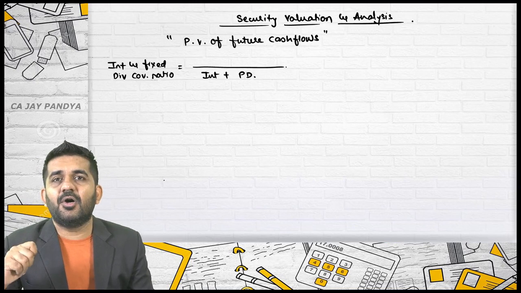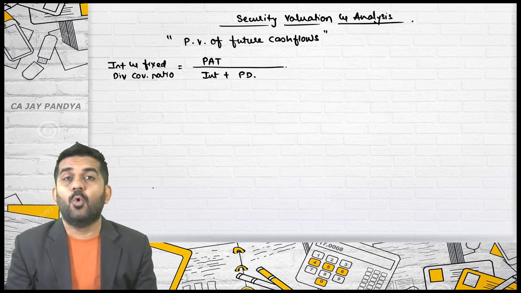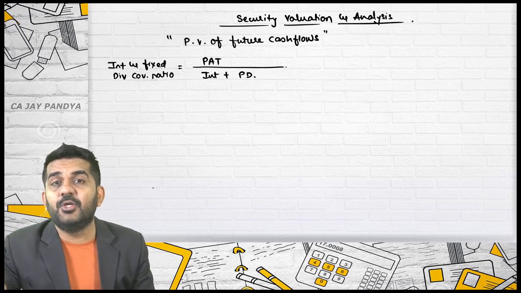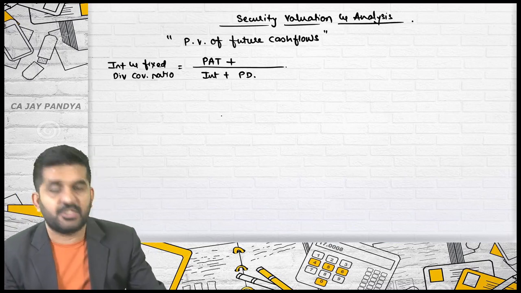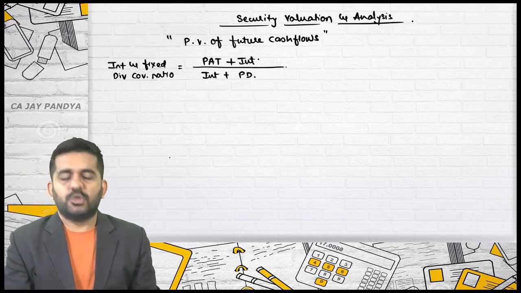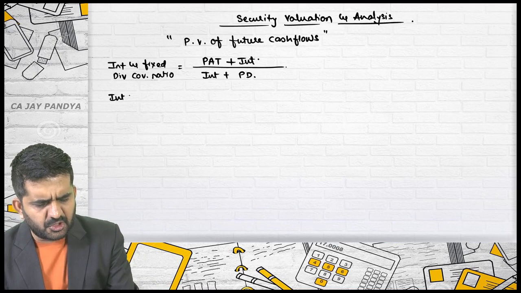From where is this paid from? Profit after tax? No, because in profit after tax, interest is already reduced. You need to take a profit before that interest, but after tax. So just I am adding the interest over here. So this will be interest and fixed dividend coverage ratio. Is it alright?